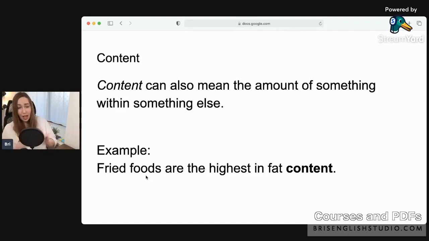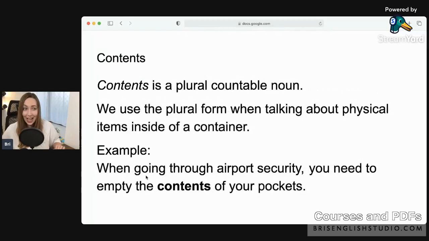So content is uncountable when we're talking about things that we can't touch, the content of a movie, a piece of writing, a speech, music, or when we're talking about the amount of something in something else. So usually food or drinks, okay? Next, let's look at contents with an S. Contents with an S is not incorrect, but we don't use it in the same cases where we use content with no S, okay?